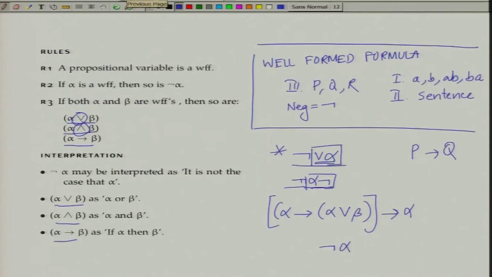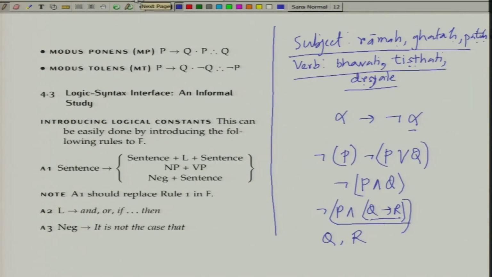Then we apply rule 3, which says that if both alpha and beta, remember alpha can stand for any WFF in logic, are WFFs, then so are alpha or beta, alpha and beta, and alpha implies beta. So we apply this rule 3 and we say that because Q and R are WFFs, by using rule 3 we produce Q implies R. We establish Q implies R as a WFF.